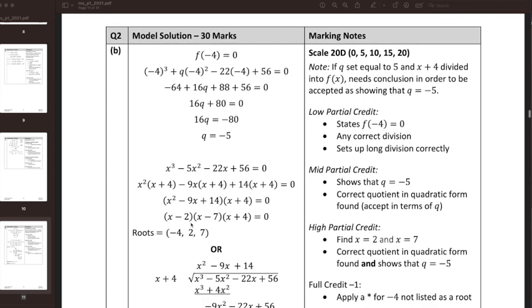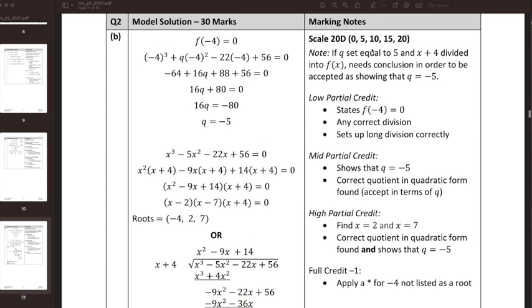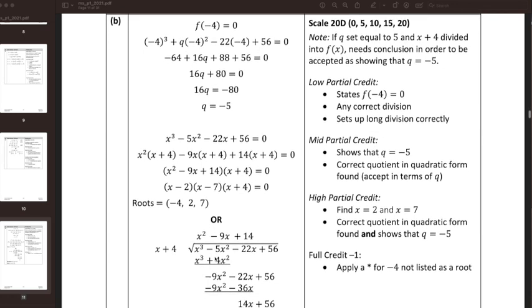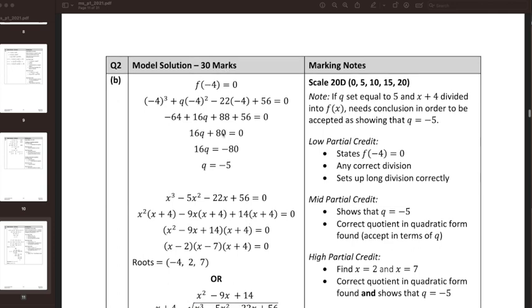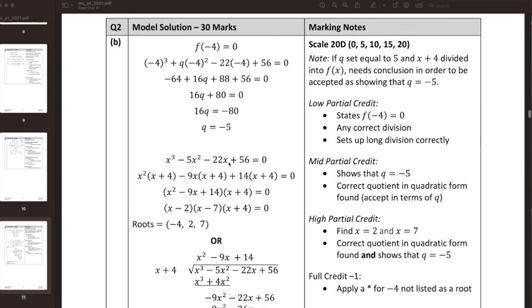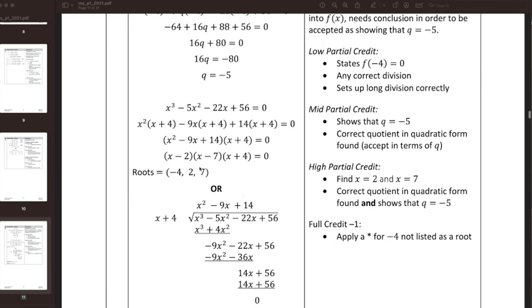And then for question 2 part B, there's a high partial credit of 15. And if you basically got this here, this second factor in quadratic form, and you got the Q is equal to minus 5, then in that case, if you hadn't done the final bit to get the 2 and 7, you would have gotten the high partial credit as well.